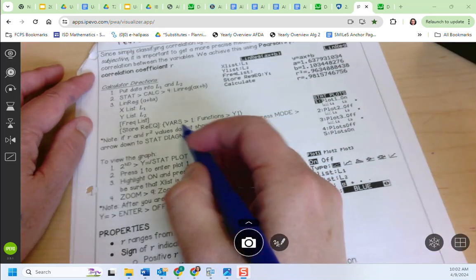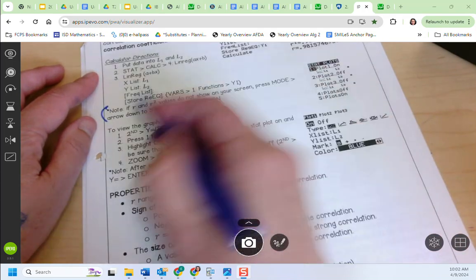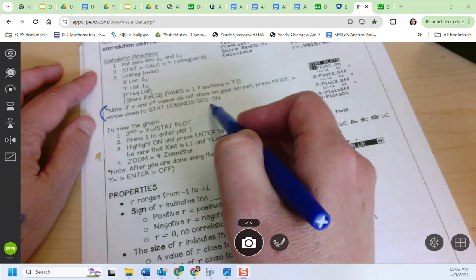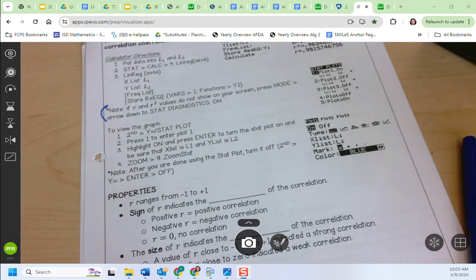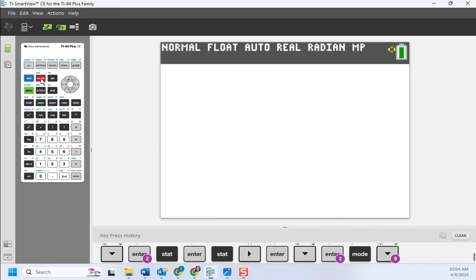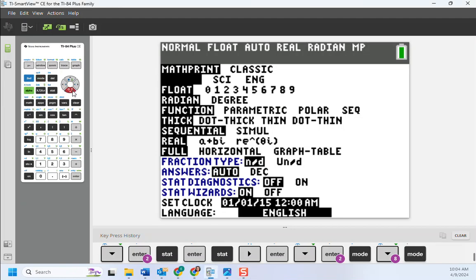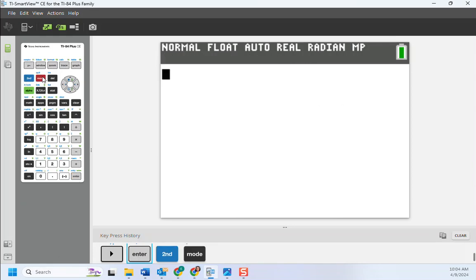You're going to go to mode and go down to stat and turn your diagnostics on. So let's just do that now so that we're ready. So I'm going to show that again for the recording. So you have to go to mode and then you go down to stat diagnostics and turn them on. And then that's it. And then you can do second quit to get back to a normal screen.